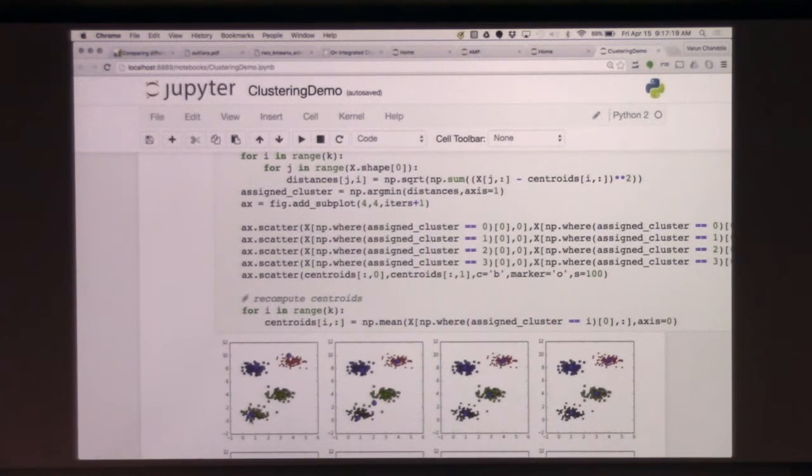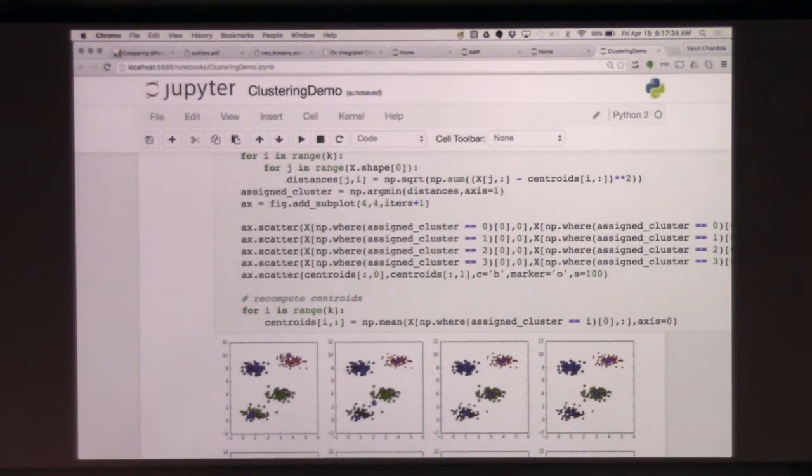All right, so that is the next step. Then comes the third step, in which you recompute the centroids. What happens now is you look at all of the points that belong to this centroid, and then you compute the centroid of those. Now centroid means just a mean value.